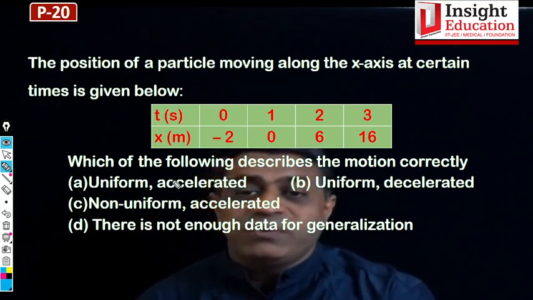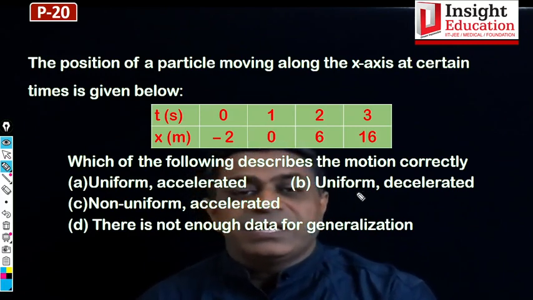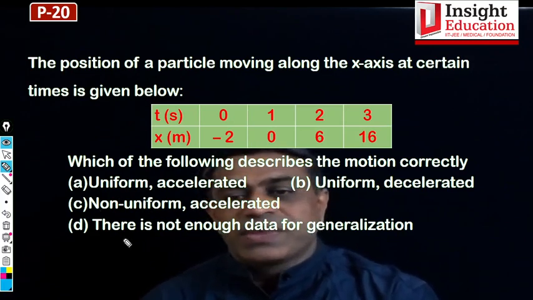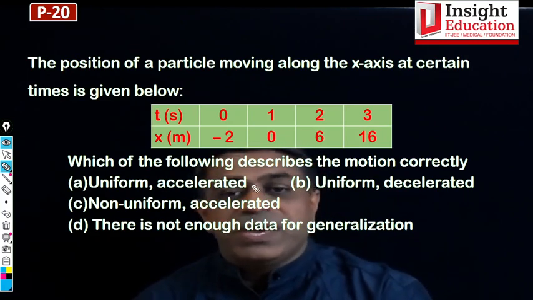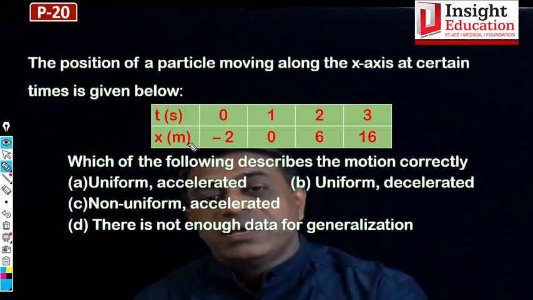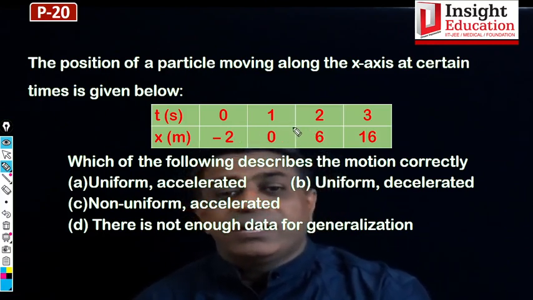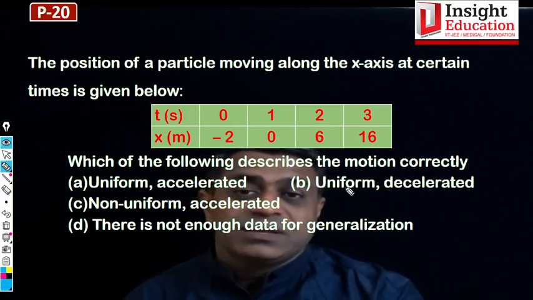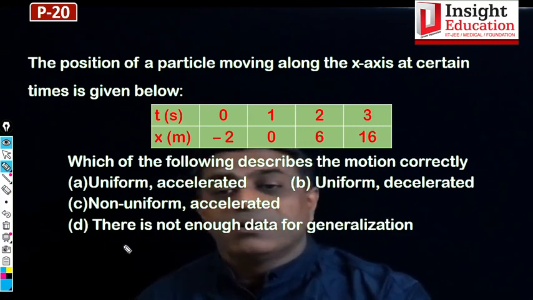The options: motion is uniform accelerated, where accelerated means continuously increasing; uniform decelerated means decreasing; non-uniform accelerated means the variation is not the same; or there is not enough data for generalization. Now we have to decide whether this motion is accelerated or not. Accelerated motion means velocity increases, so first we have to calculate the velocity.